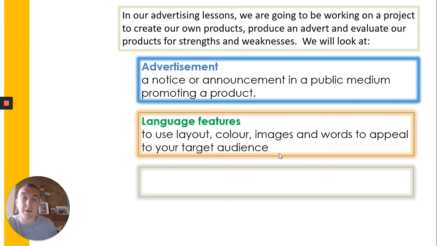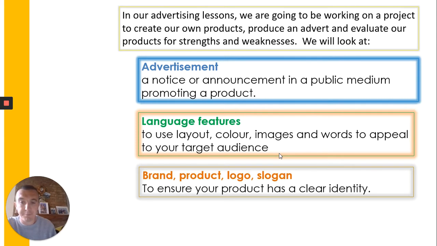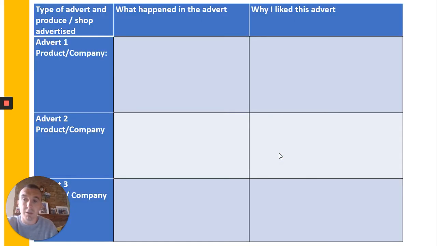We're also going to look at language features. So how can we use the layout, color, images, and words most importantly, to appeal to a target audience and draw them in. And we're also going to look at making a brand, a product, logo, and slogan to make sure that the thing that we create has a clear identity. Who are we? What is it we're making? And how are we going to appeal to our audience?